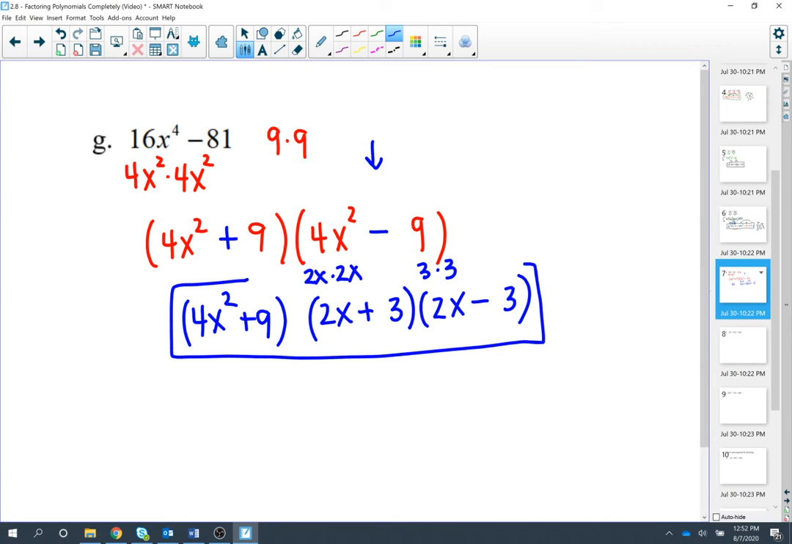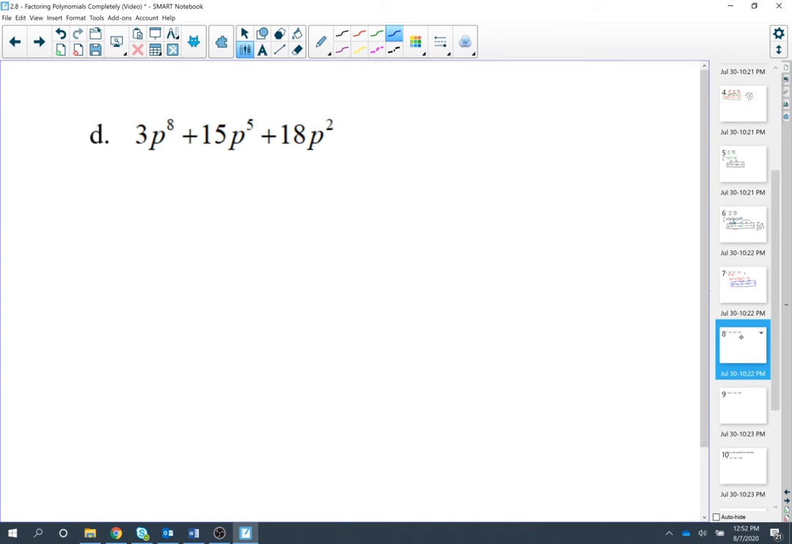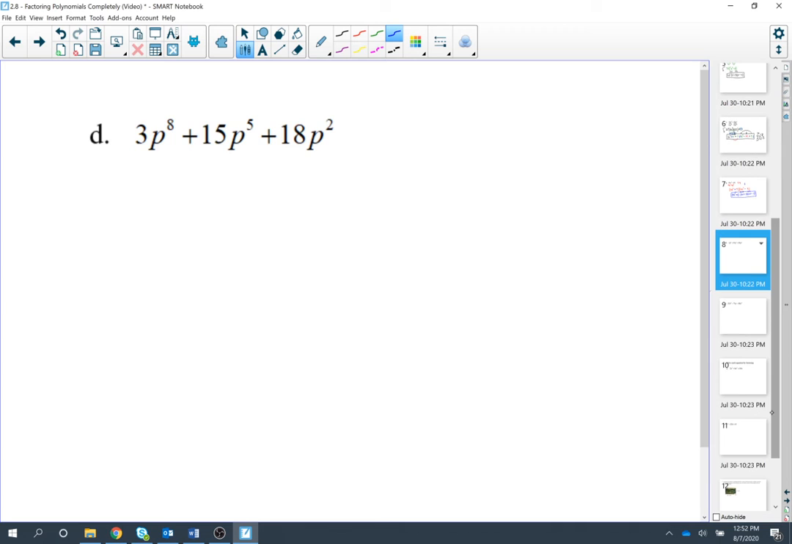And when I say that that can't go any further, it can't go any further right now. Later on down the road, when you learn about imaginary numbers, that'll go further. But for right now, it doesn't. Okay, 2 more of these. So letter D, 3p to the 8th plus 15p to the 5th plus 18p squared. Leading term is positive. Greatest common factor.